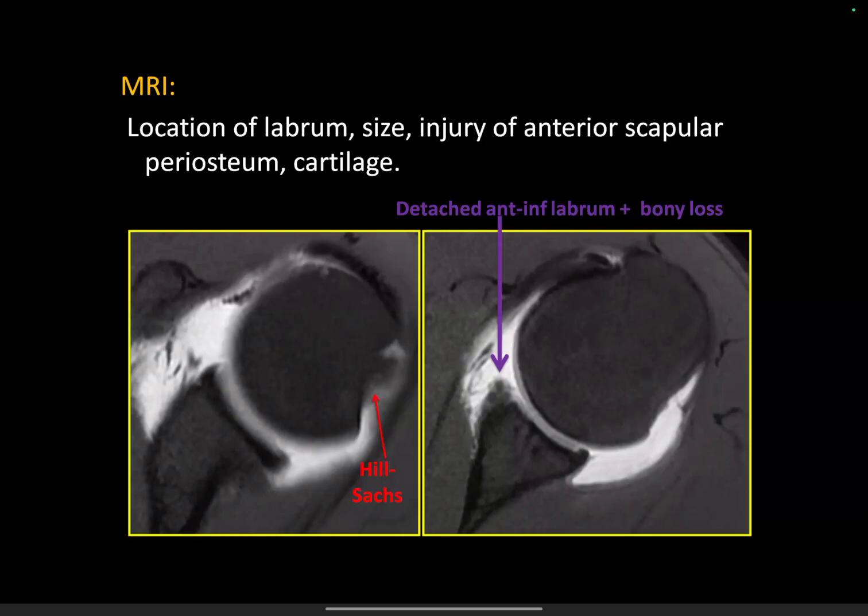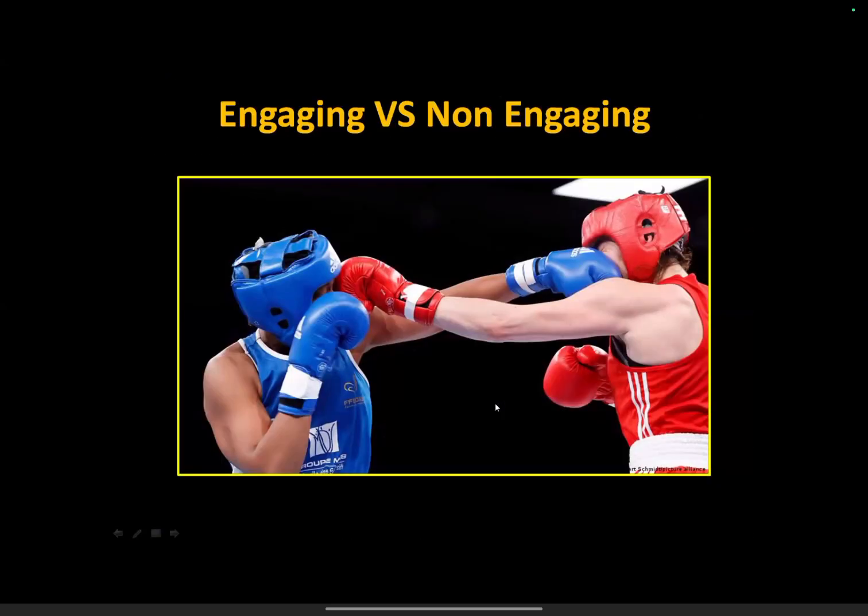MRI is quite useful to evaluate the labrum, its size, location, the injury of the scapular periosteum, and the cartilage as well. This is a Hill-Sachs lesion, as seen on the MRI, and this is both a bony and soft tissue Bankart. As you can see, we have loss of the bony anterior inferior aspect of the glenoid, and there's the attachment of the anterior inferior labrum.